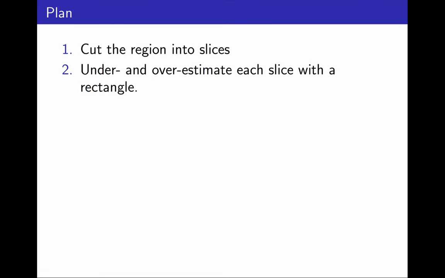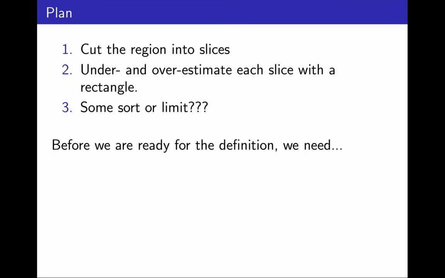We now have a plan. First, I cut the region into slices. Second, I underestimate and overestimate the area of each slice with a rectangle. And third, I'm not sure what the third step is yet, but it involves something like taking many slices and making them very thin. However, we are not ready for the formal definition yet.